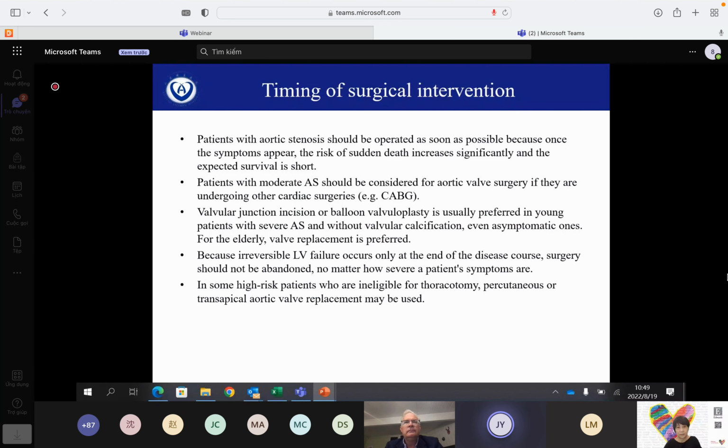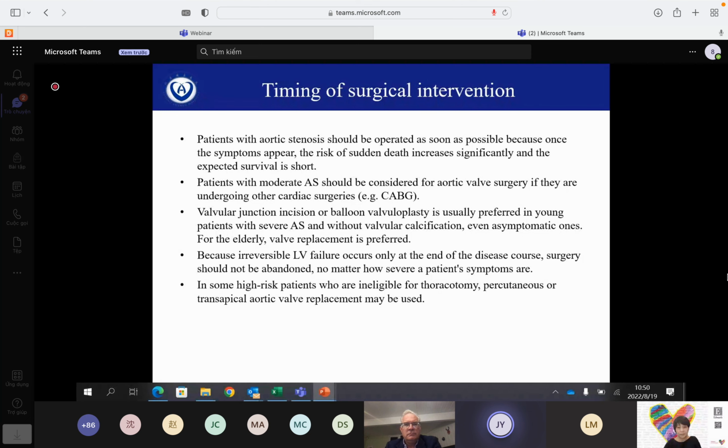For the timing of surgical intervention, any patient with aortic stenosis should be operated on as soon as possible, because once the symptoms appear, the risk of sudden death increases significantly and the expected survival is short. Patients with moderate aortic stenosis should be considered for aortic valve surgery if they are undergoing other cardiac surgeries, for example, CABG surgery. Valvular junction incision or balloon valvuloplasty is usually preferred in young patients with severe AS and without valvular calcification, even asymptomatic ones. For elderly patients, valve replacement is preferred.